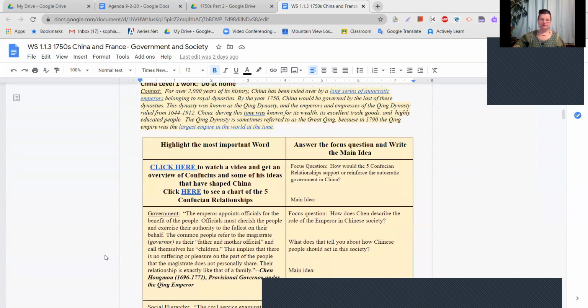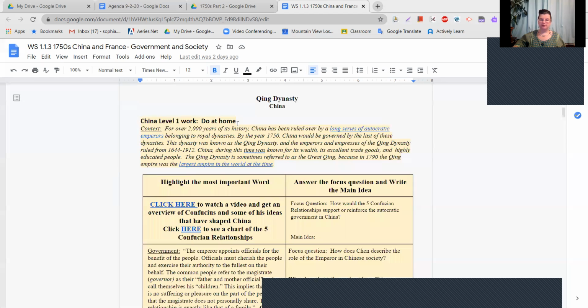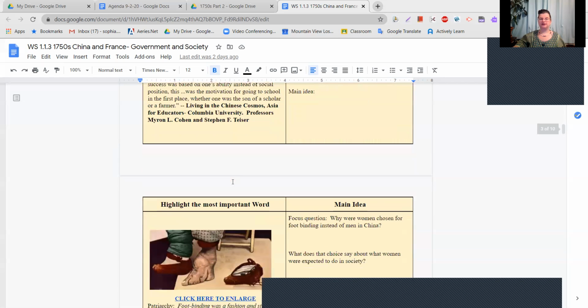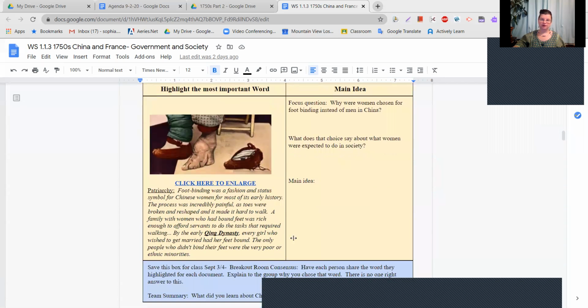First of all, we have the level 1 work here. And as you can see, it's clearly labeled, and students have been instructed to do it at home, and we'll work on it again in class. So they're going to do the prep work at home, and then we're going to talk about their answers in class and review the answers together. And you can see that this background information on China and later France is the work that they're going to be doing at home as level 1.